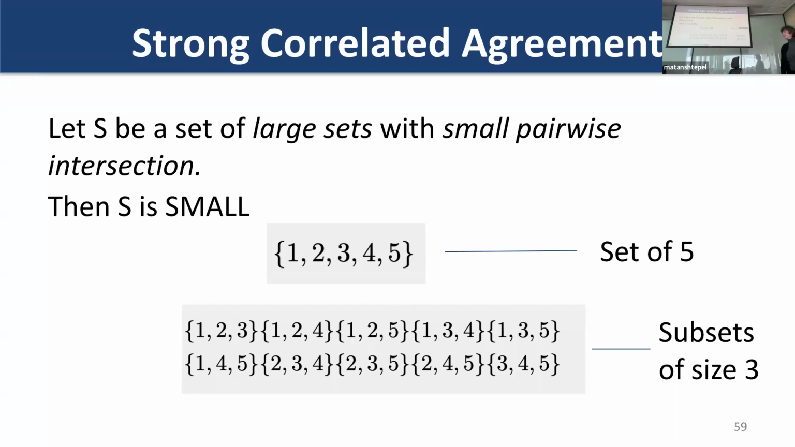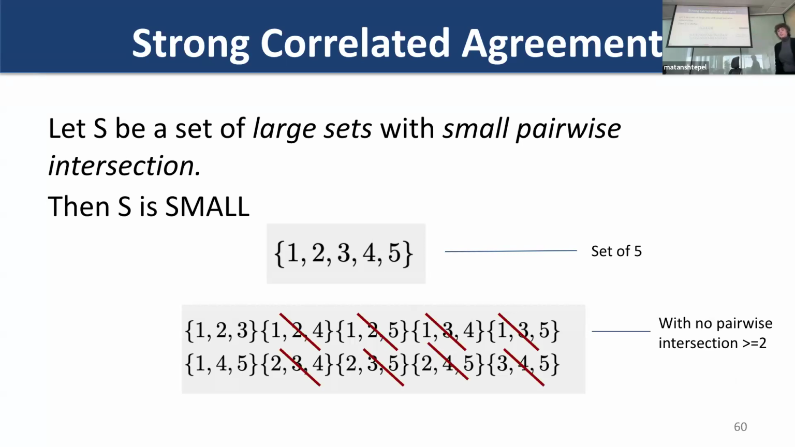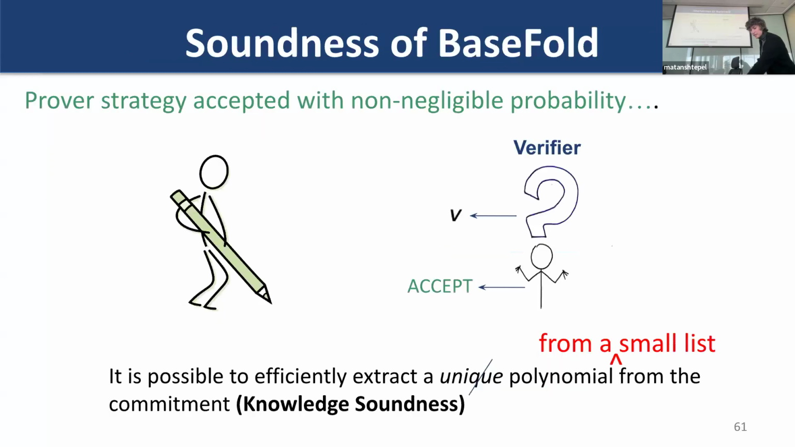Right, so just to build intuition about why the number of large sets with small pairwise intersection is bounded. Imagine we have a set of 5 and we want to list subsets of size 3. But now we want to rule out any 2 sets that have intersection larger than or equal to 2. You end up crossing most of them out. You can just go through and verify that. And so that's just to build intuition that this thing is small.